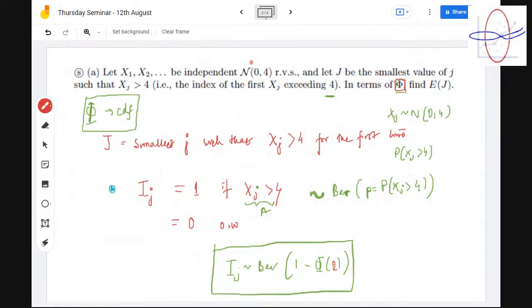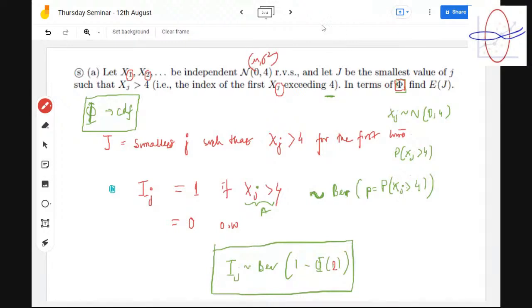Only mu comma sigma square is there, not mu comma sigma. Index means the subscript. The J: x1, 1 is the index of x1, 2 is the index of x2. It's counting the number of steps actually, the number of trials.